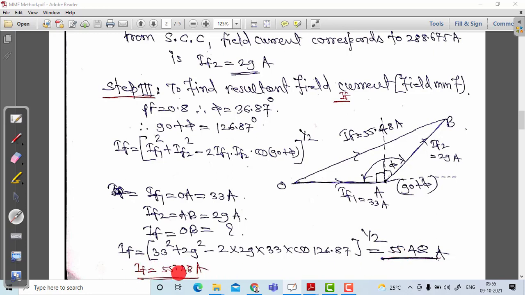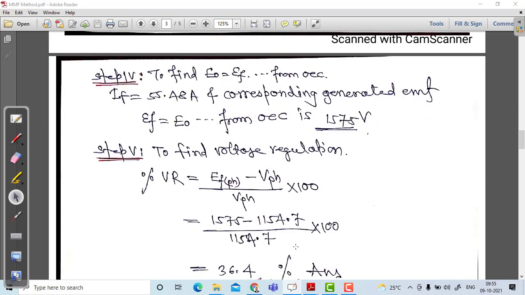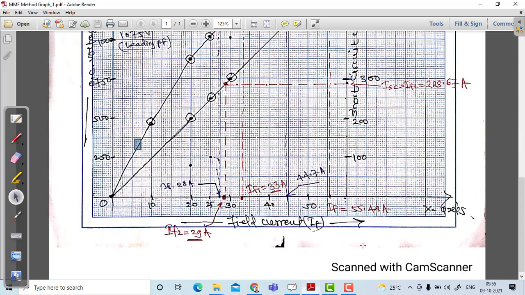Step 4: corresponding to this field current, let us find the no load voltage generated, that is the no load voltage from the OCC. Now let us turn to the graph. We will find from the graph that the field current is 55.48. See, it is shown here. The field current is 55.48, and corresponding to this, how much is the voltage?